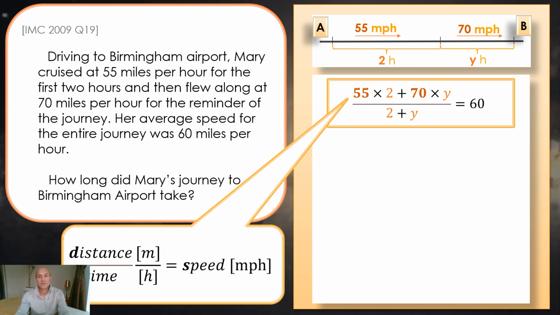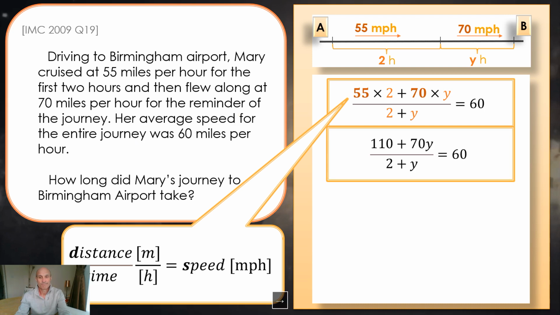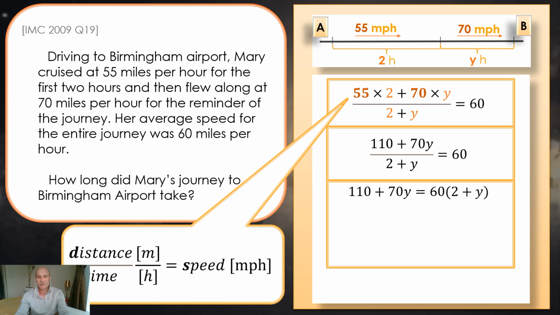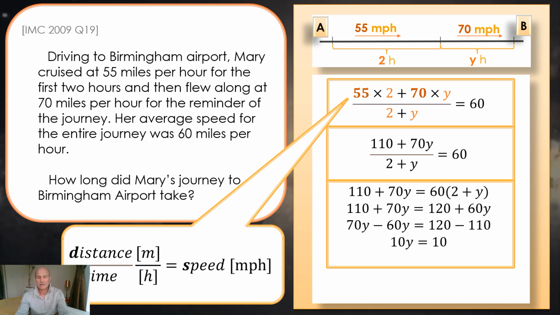The speed for the entire journey is already given as an average speed. Further, by simplifying the numerator and multiplying both sides by 2 plus y, we're going to simplify our equation as follows. Finally, we can easily see the value of y is 1.